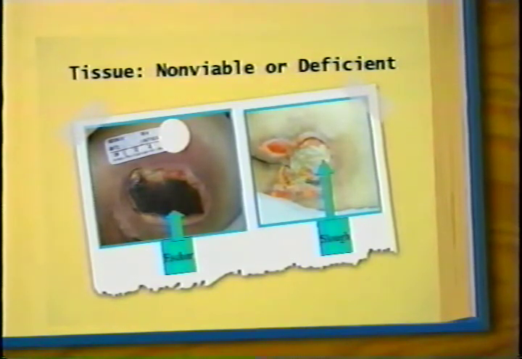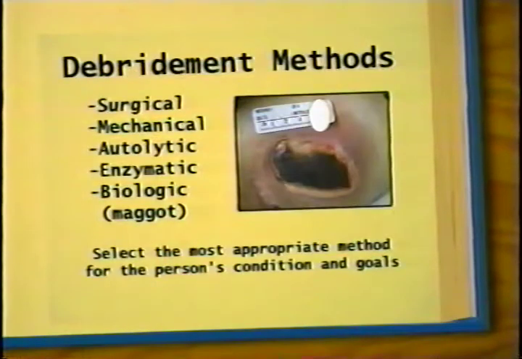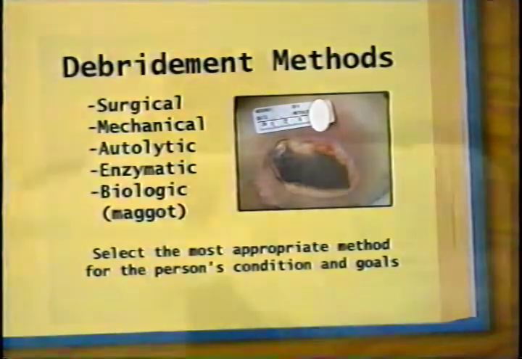When thinking about wound bed preparation, there are 5 methods of debridement which might be used. They are surgical, mechanical, autolytic, enzymatic, and biological or maggot therapy. While there are advantages and disadvantages for each method, there are also clinically appropriate indications for each method. It's important to consider the resident's overall condition and the goals of care when selecting the method of debridement.